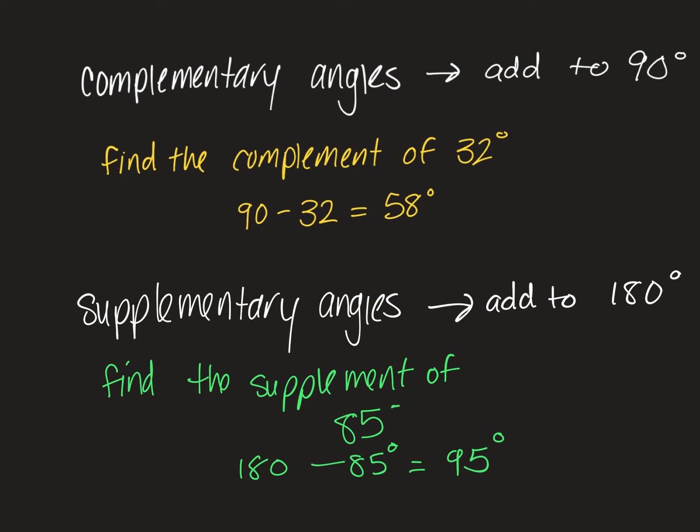Okay, questions about finding complements and supplements? What's the little line above 85? That's supposed to be a degree symbol. All right, so then we also have triangles. I changed it. I didn't want an equilateral one.